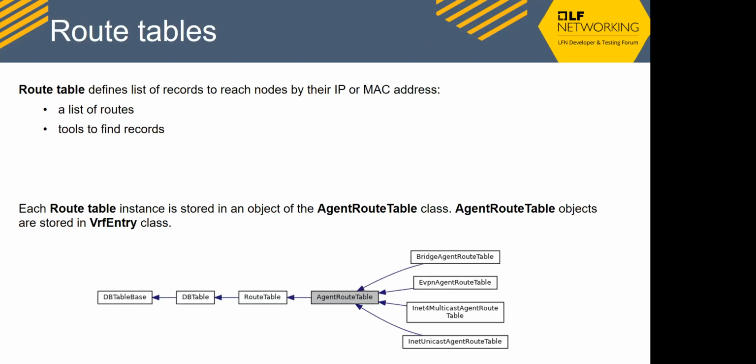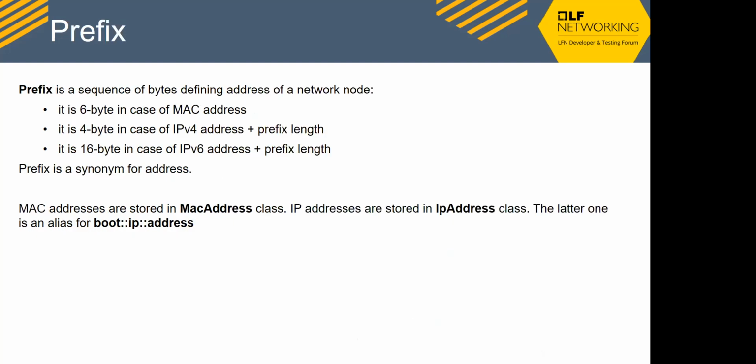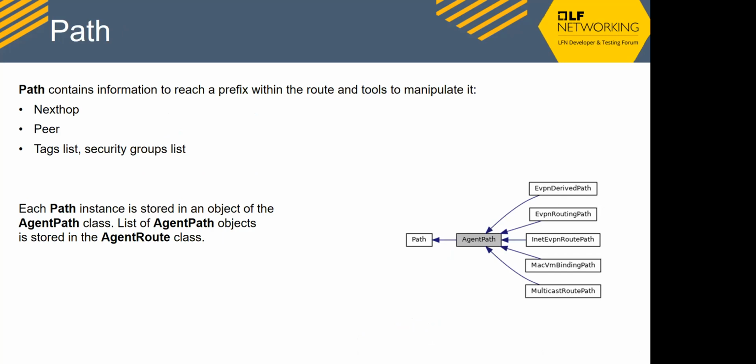Each routing table defines a list of records. These records are routes, and routes are characterized by their IP or MAC address and tools to find records. A route contains IP if it's L3, it can contain MAC address if it is L2, and it has a list of paths. So how to reach this destination? Prefix identifies routes. It is a sequence of bytes, 4 bytes in case of IPv4, and a 16-byte sequence in case of IPv6 address. Path contains information to reach prefix within the route, and it has tools to manipulate this path.